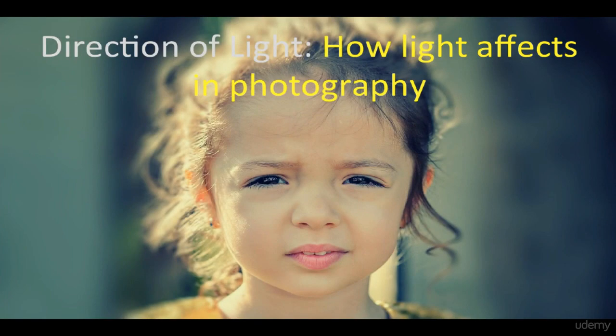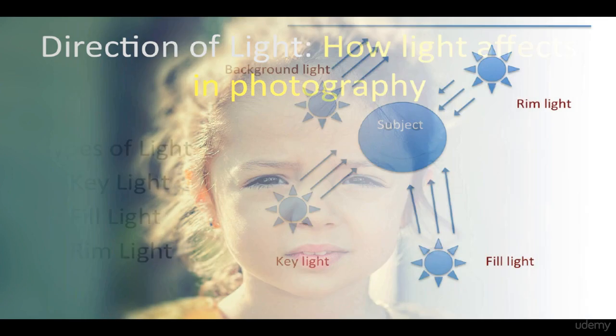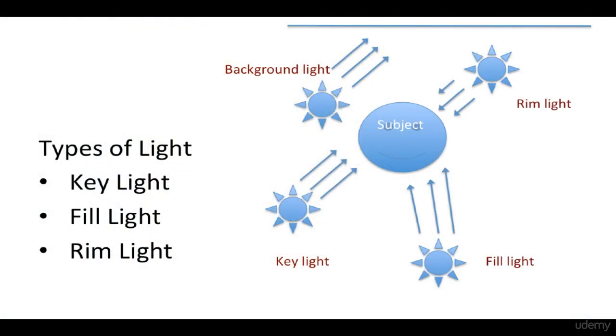Hello, welcome to the course content, Direction of Light: How Light Affects Photography. Types of light: key light, fill light, and rim light.